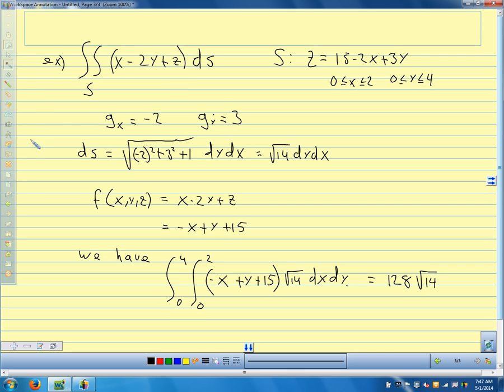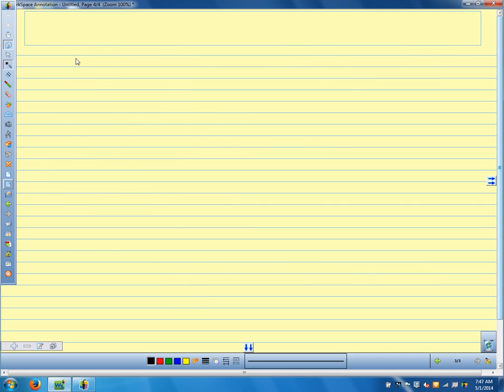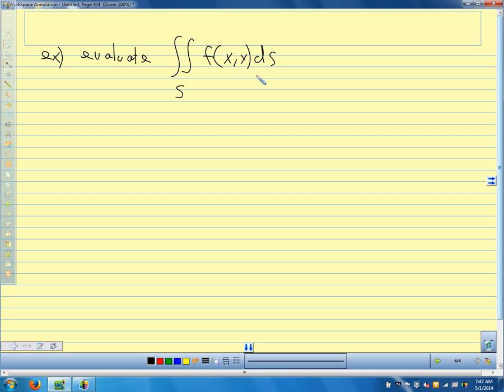All right, let's look at another example. So this one we'll talk about a parametric surface. So we want to evaluate our surface integral over S of f of x, y, dS. I just want to state these questions in the different ways that you'll see them. So for this one, we're going to say f of x, y is x plus y. So our function's nice and easy. But this time our surface is given by a parametric surface.